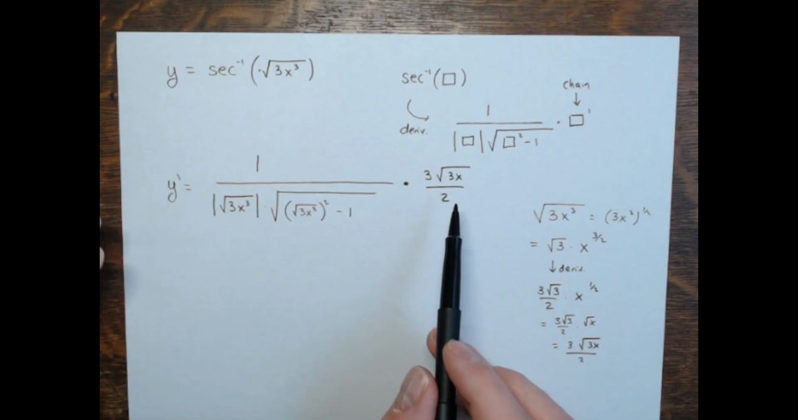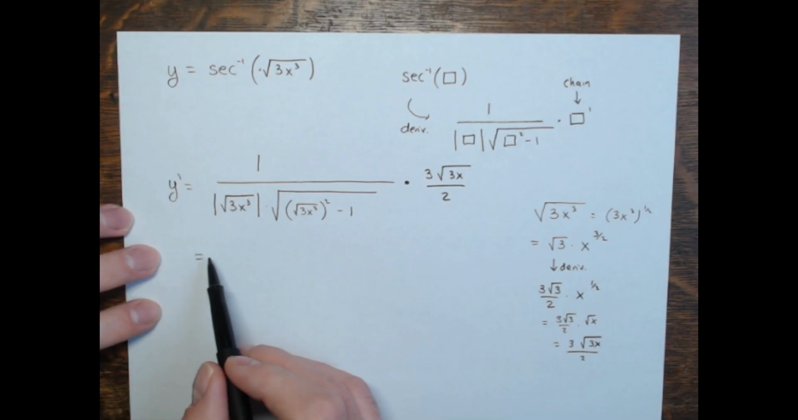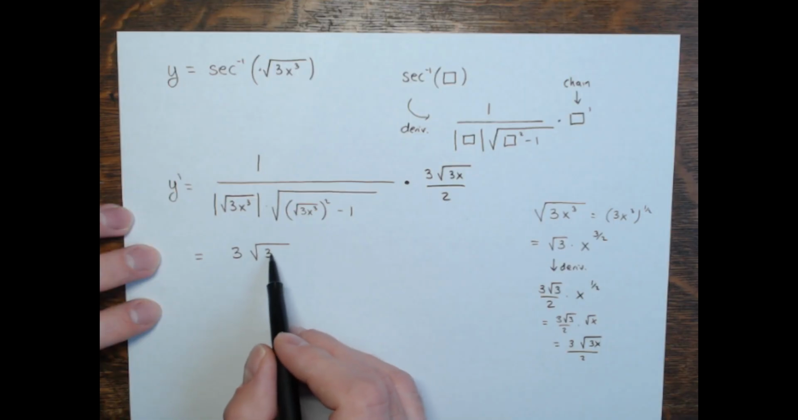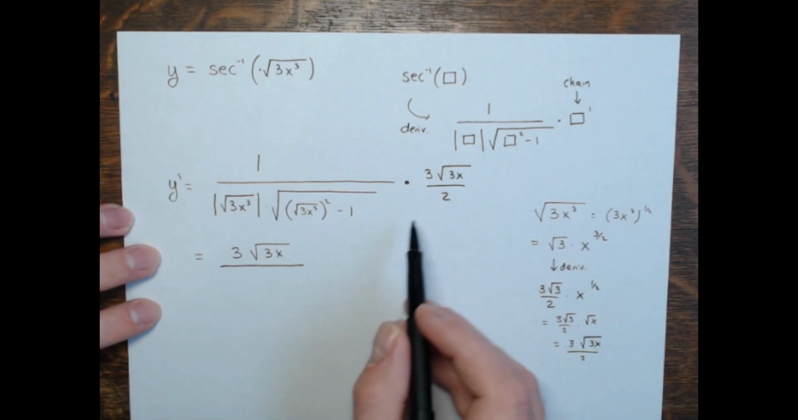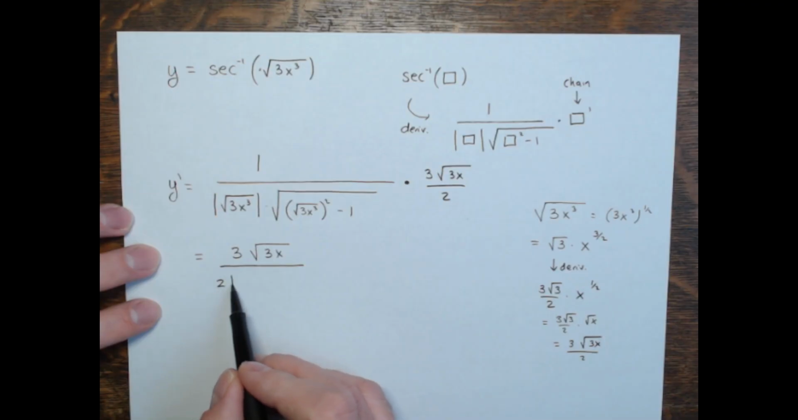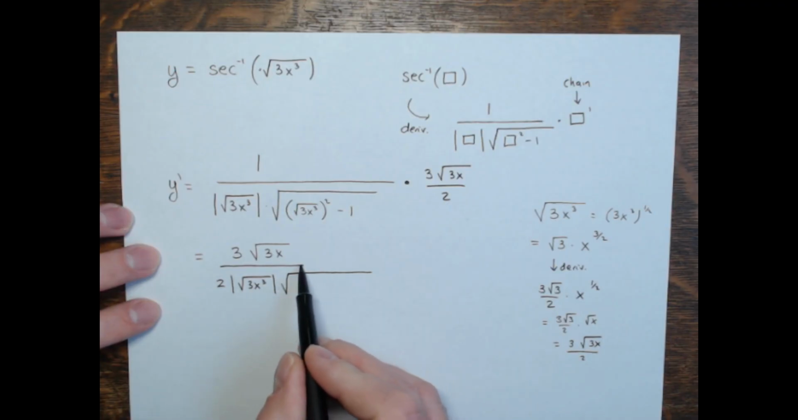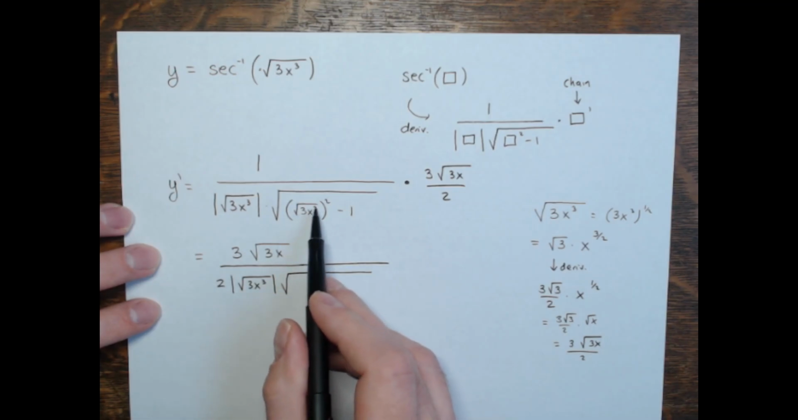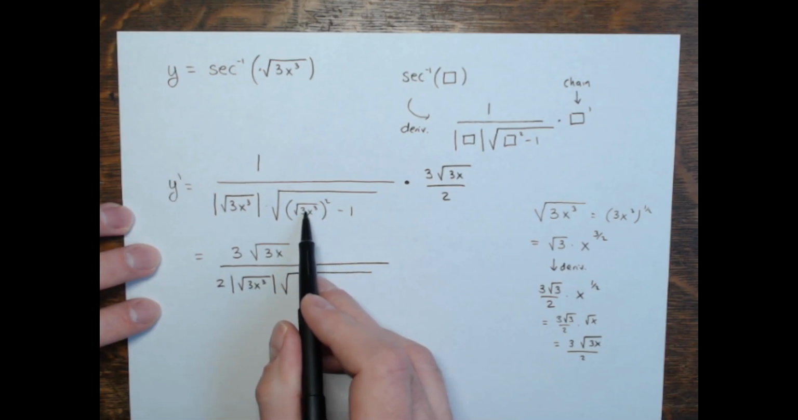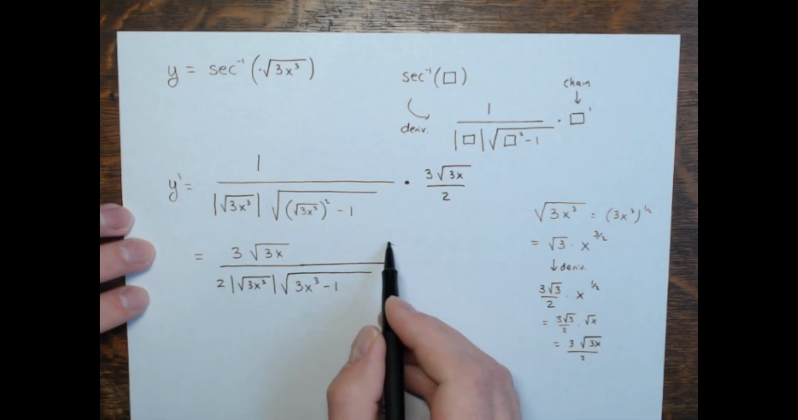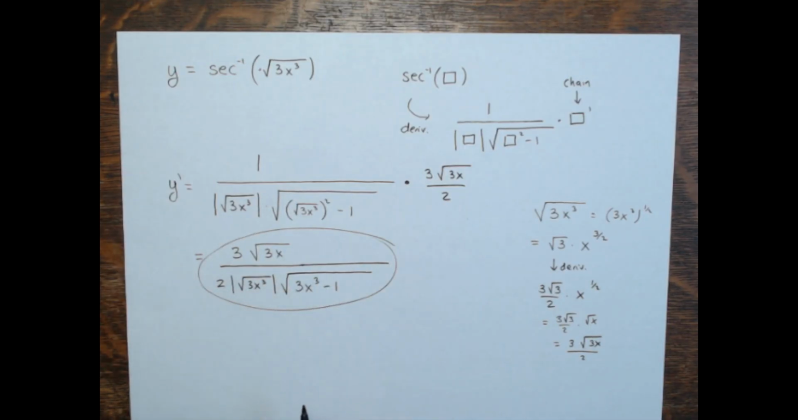And yeah, so I'm going to type it this way. Numerator, 3 times the square root of 3x. And then the denominator, you got 2 times the absolute value of the square root of 3x cubed. And then times the square root of, and when this is squared in here, it gets rid of the square root, so you have 3x cubed minus 1. I'm going to type it in that way.